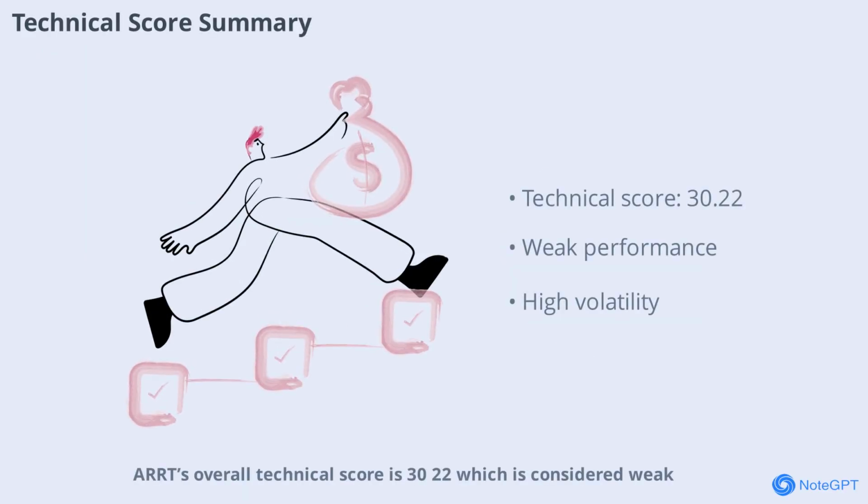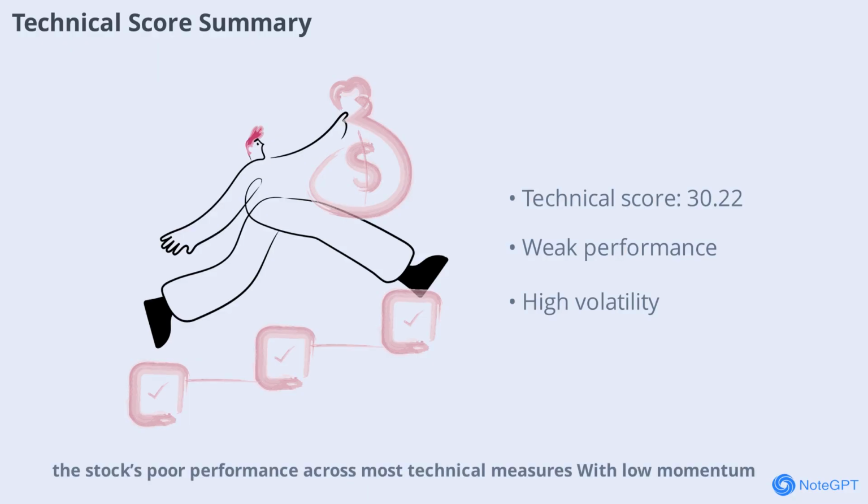ARRT's overall technical score is 30.22, which is considered weak. This score aggregates multiple indicators and reflects the stock's poor performance across most technical measures. With low momentum, weak trend strength, and high volatility, ARRT faces significant challenges. Investors should be cautious and look for signs of stabilization before considering entry.